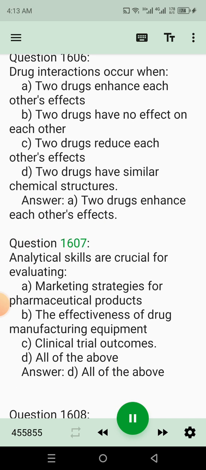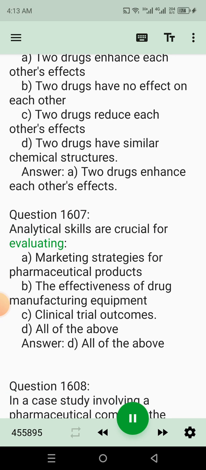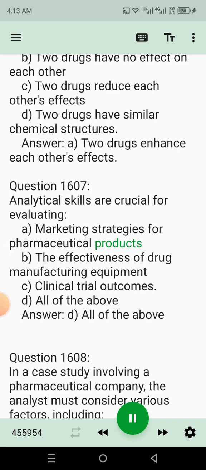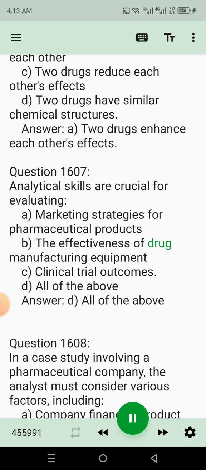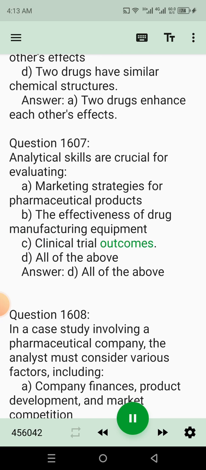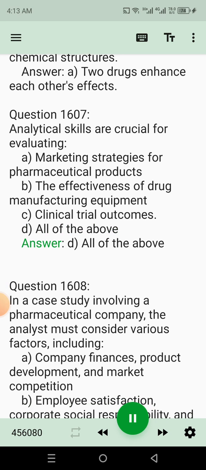Question 1607. Analytical skills are crucial for evaluating: A. Marketing strategies for pharmaceutical products. B. The effectiveness of drug manufacturing equipment. C. Clinical trial outcomes. D. All of the above. Answer: D. All of the above.